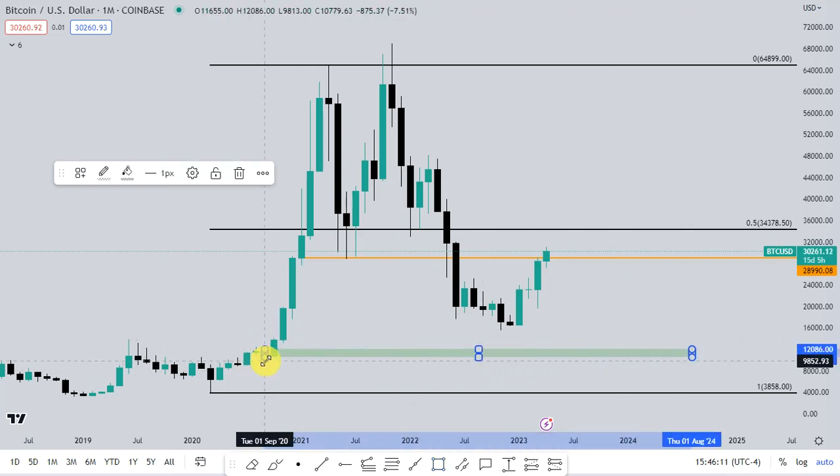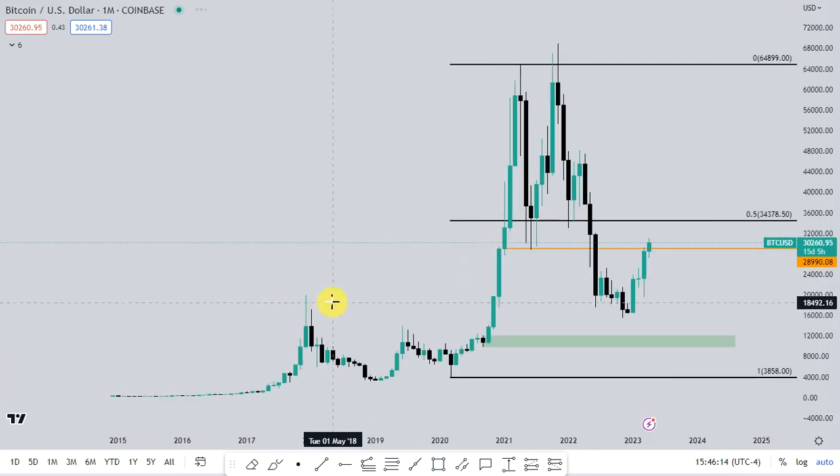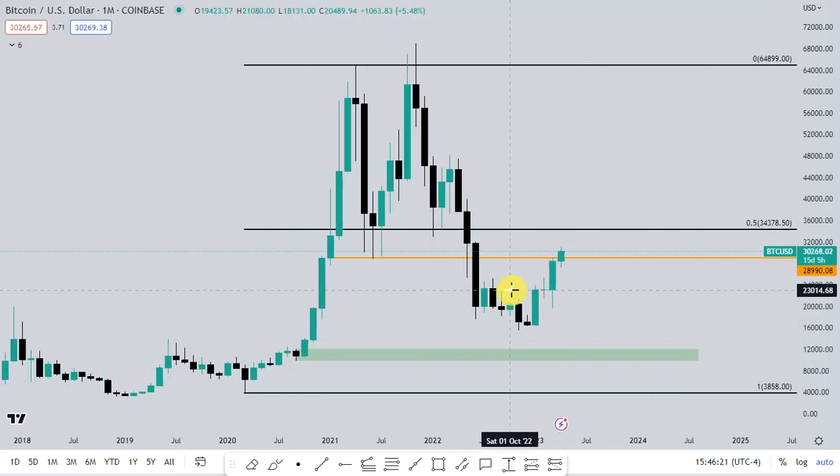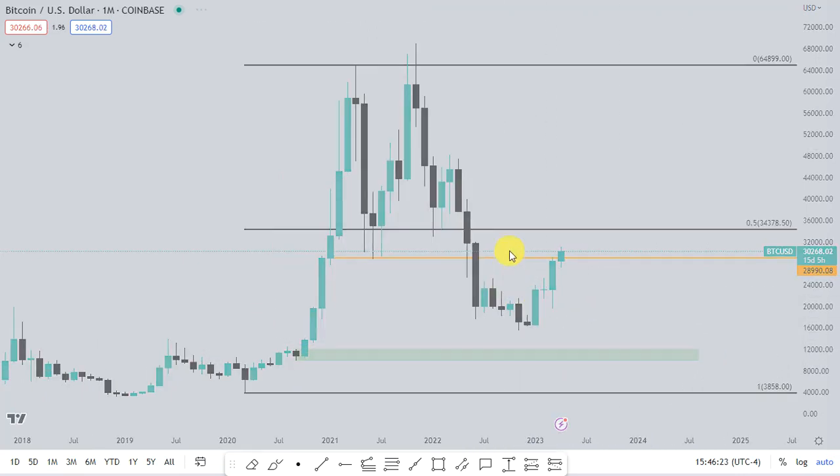Yes, this one. So this will be the demand zone for Bitcoin in the coming months. Now we go to the weekly time frame.